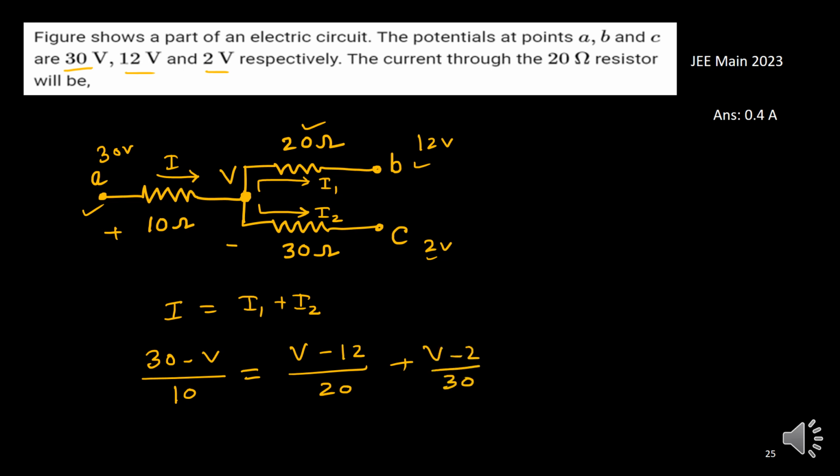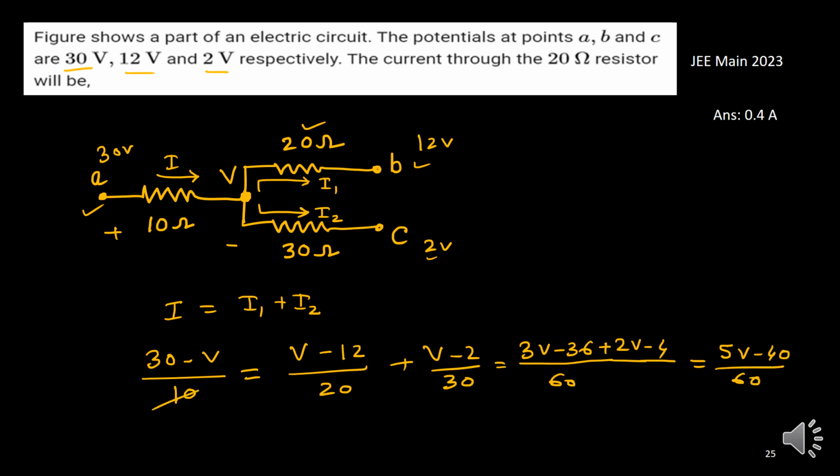So I have got one equation. I can solve it. So these two I can combine. It is a 60. So this is your 3V minus 36, plus 2V minus 4. Okay. So if I combine these two, it is 5V minus 40 upon 60.